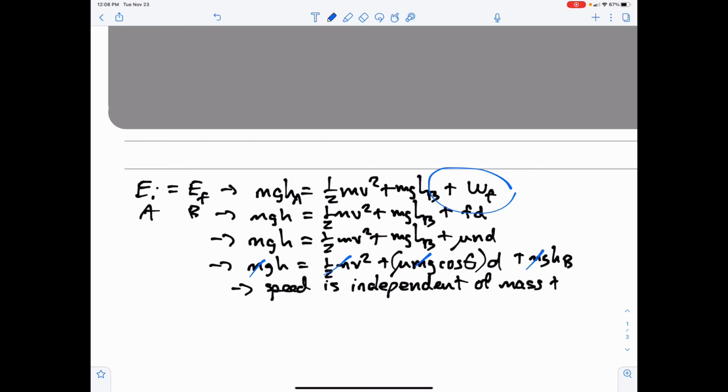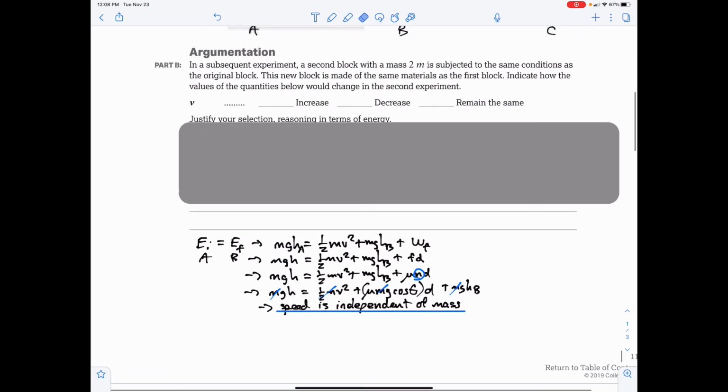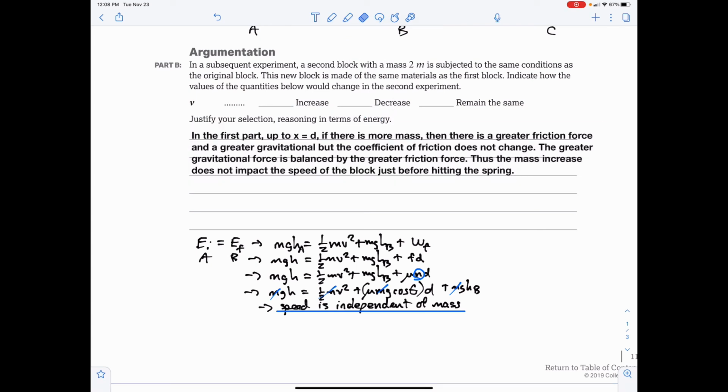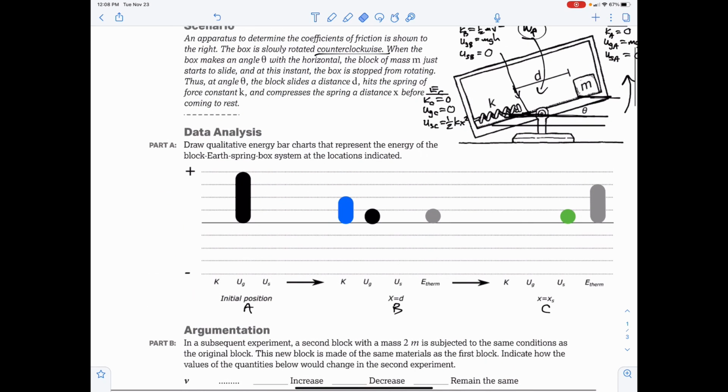Now, doing a little bit of conversion, the work done by friction would be the force of friction times distance, which is mu times normal force times distance. Now, on an inclined plane, normal force is equal to mg cosine theta. So you can see how mass cancels from all four terms, which means speed is independent of mass. So we can summarize that by saying in the first part, from up to x equals d, that means until the block compresses the spring.